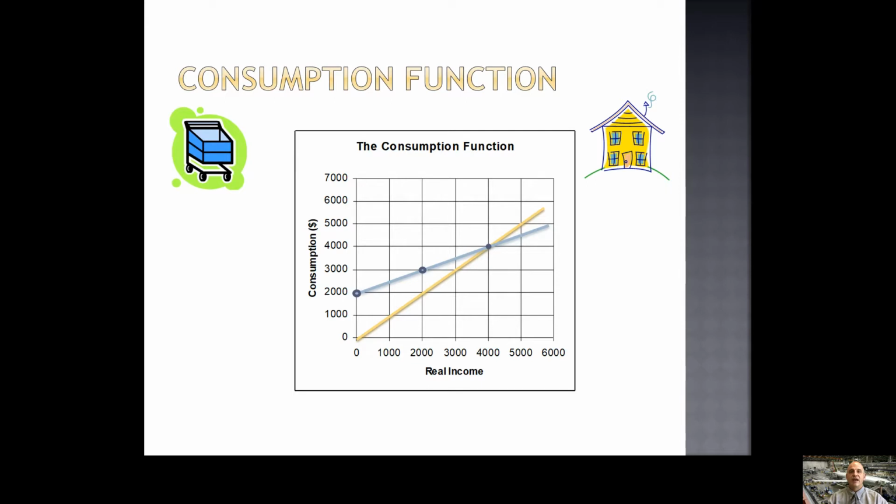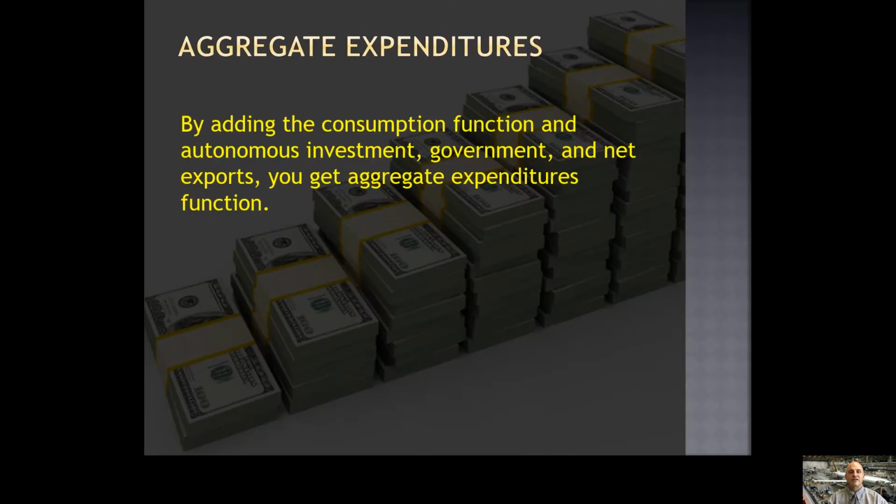function. In this chapter, we're going to extend that theory by adding to the consumption function the sectors called investment, government spending, and net exports. When you add the four parts together, consumption, investment, government spending, and net exports, you get the aggregate expenditure function.